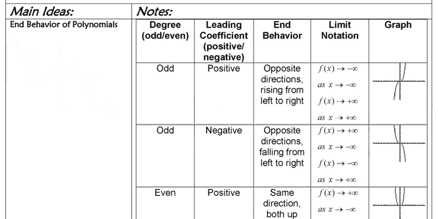So first part here, let's talk about the degree. The two main things you're going to look at is whether the degree is odd or even. So let's say we had y equals 3x to the third plus 2x minus 8. I don't know what this looks like exactly, but we can predict the end behavior based on our leading term. And we're looking at, first off, is the degree odd or even?